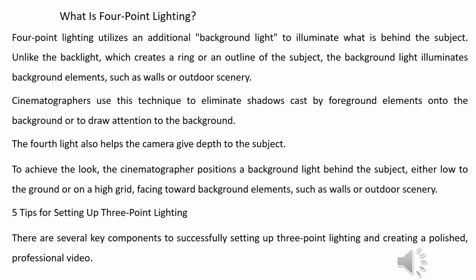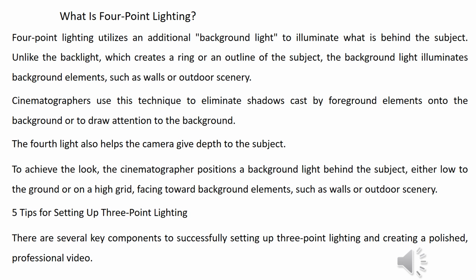Next is what is four-point lighting? Four-point lighting utilizes an additional background light to illuminate what is behind the subject. Unlike the backlight, which creates a ring or an outline of the subject, the background light illuminates background elements such as walls or outdoor scenery. Cinematographers use this technique to eliminate shadows cast by foreground elements onto the background or to draw attention to the background. The fourth light also helps the camera give depth to the subject.